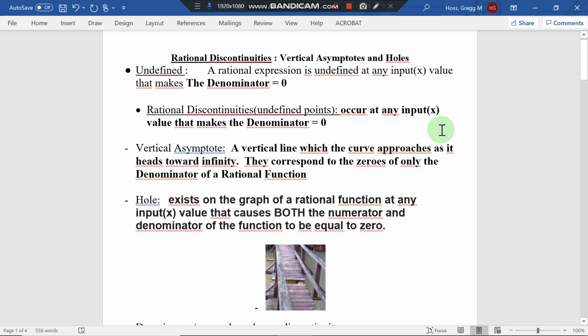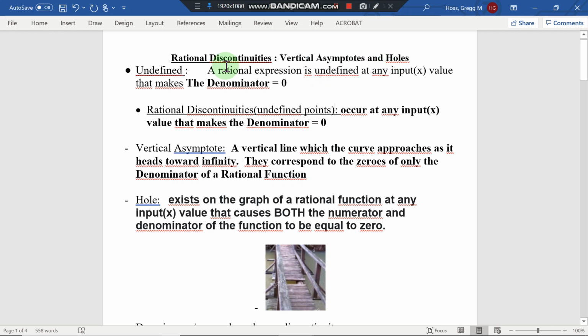Today we are starting on how to find rational discontinuities, that is, vertical asymptotes and holes. Today we will be talking about how to find them algebraically or by hand, whereas Thursday and Friday we'll be talking about how to find them in the calculator. I will also show you today how to check them with Desmos. But the main focus is how to do these by hand.